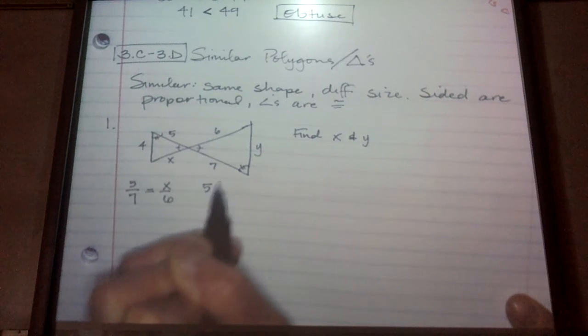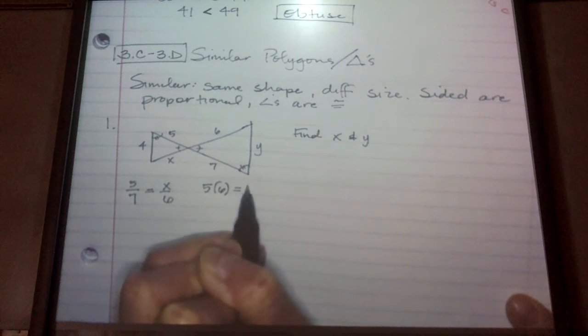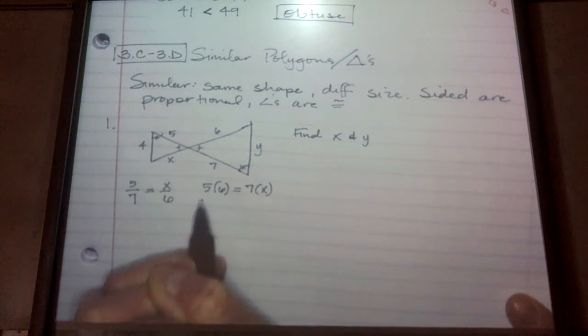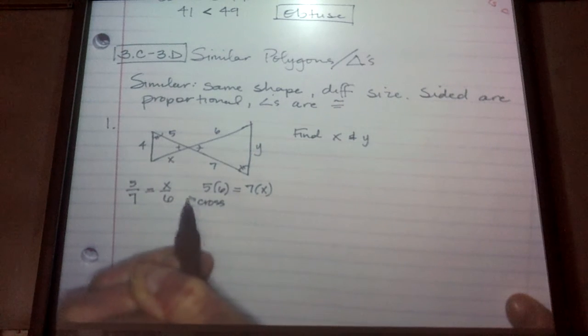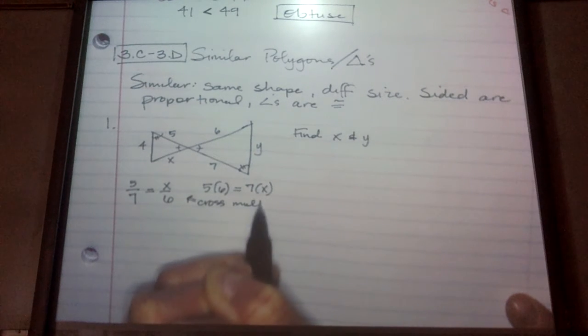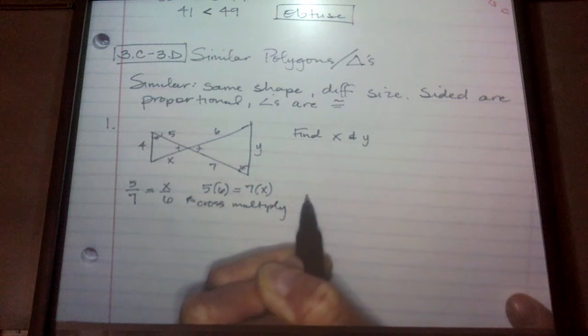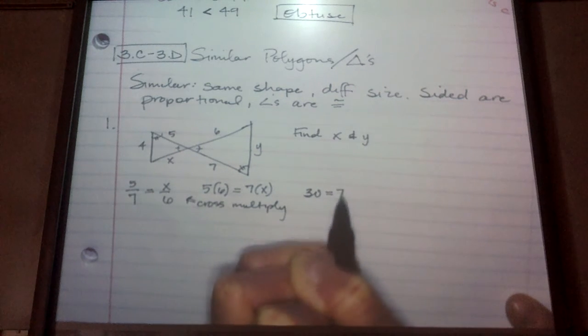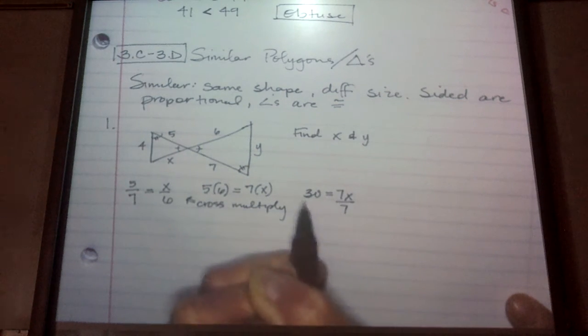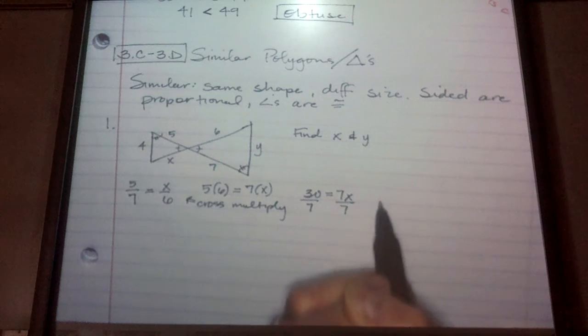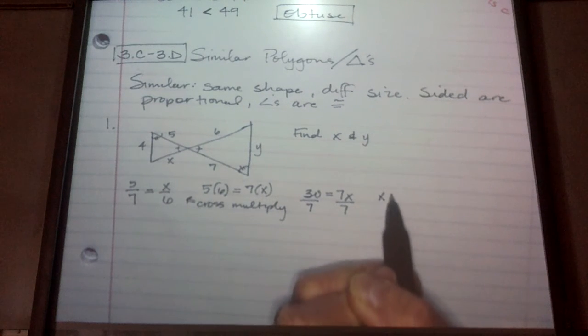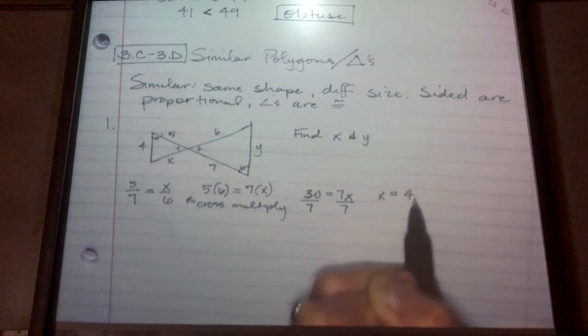So 5 times 6 equals 7 times x. So that means 30 is equal to 7x. So divide by 7, and x equals 4.3.